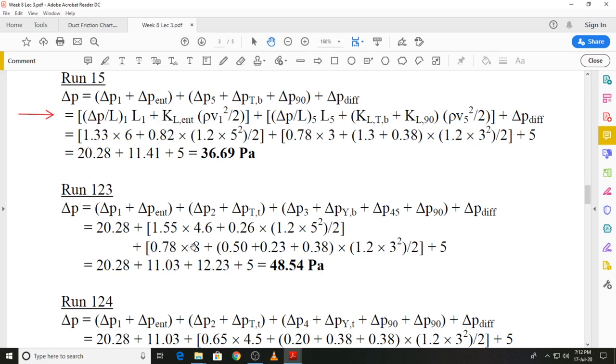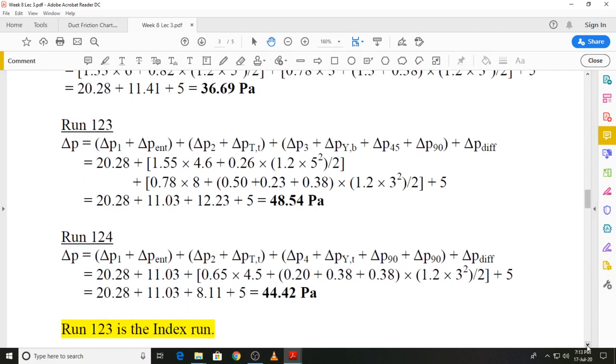So we have got that frictional pressure drop, and all the loss coefficients are summed up for segment 3, Y into branch, then the 45-degree elbow and the 90-degree elbow. So you can see those three over here multiplied by half rho v square, and this time in segment 3 the velocity is 3 meters per second, to which at the end we have the pressure drop across the diffuser, giving us a total pressure drop of 48.54 pascals.